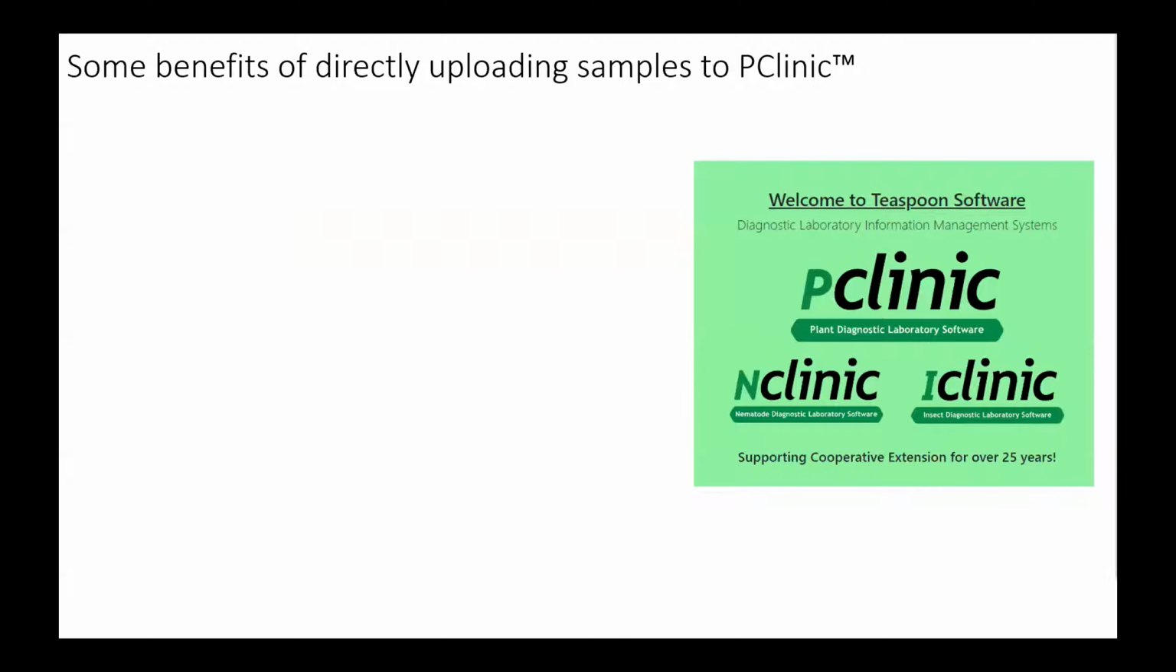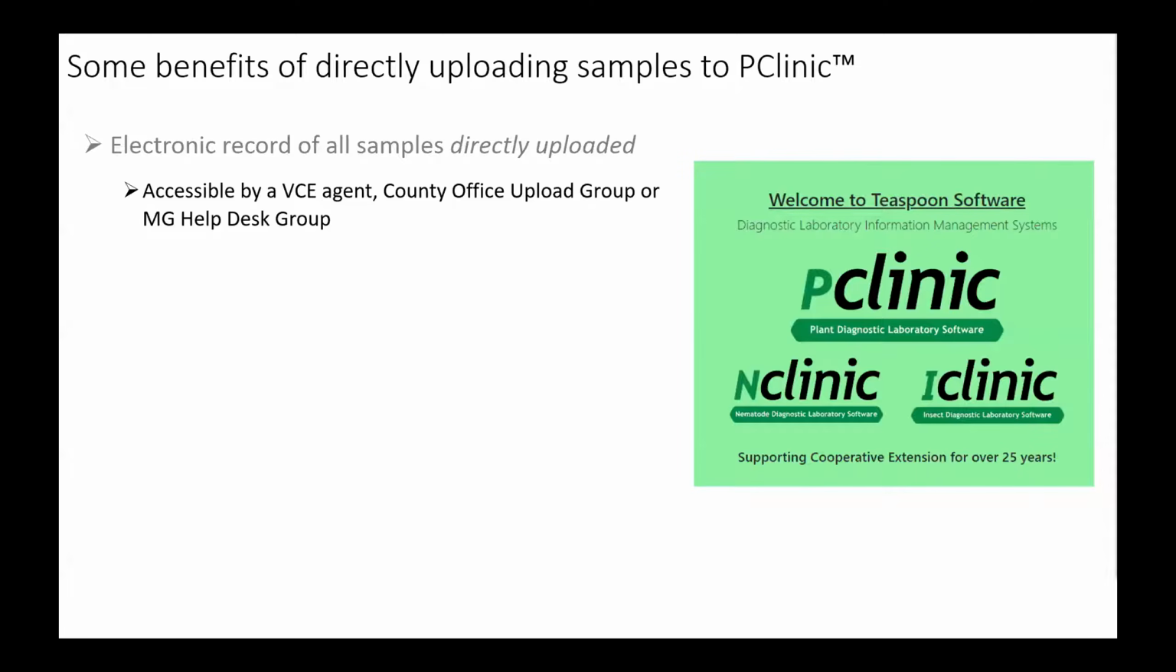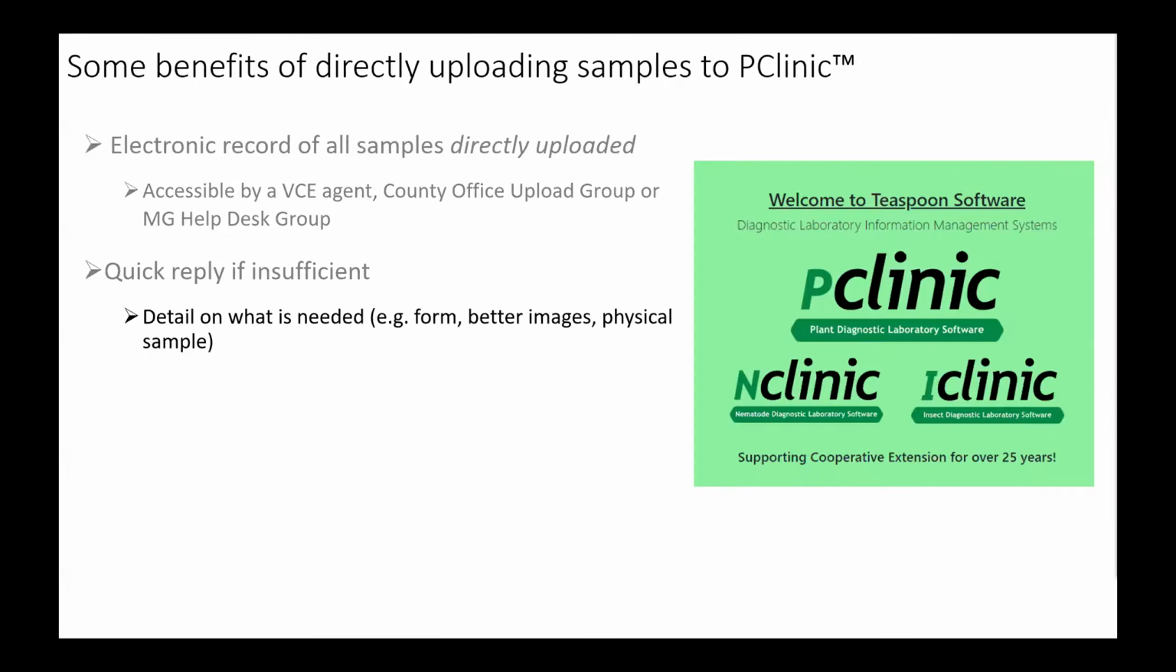There are some benefits to directly uploading samples to the pClinic database. A really great one is that there's an electronic record of all samples from your office that have been directly uploaded. So there's a historic record that can be accessed by the agent or the county upload group or the Master Gardener help desk. They can log in and they can see all the samples that have been submitted electronically. They can look at the images that were associated with that sample. They can look at the reports that we sent out on that sample. So that record is there and accessible at any time.